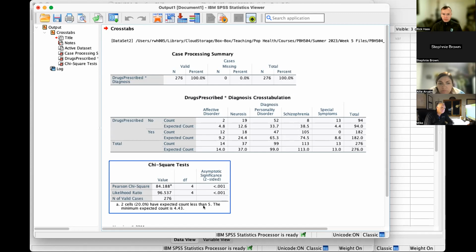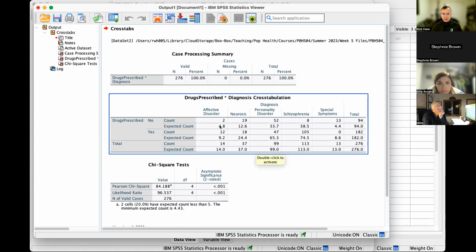Now there's one problem here, and you can read off what it says. 2 cells have expected count less than 5. The minimum expected count is 4.43. So this is bad. The expected cell count for the number of folks with an affective disorder who are not prescribed drugs is 4.8. And same thing here: the expected number of folks with special symptomology who weren't prescribed drugs is 4.4.